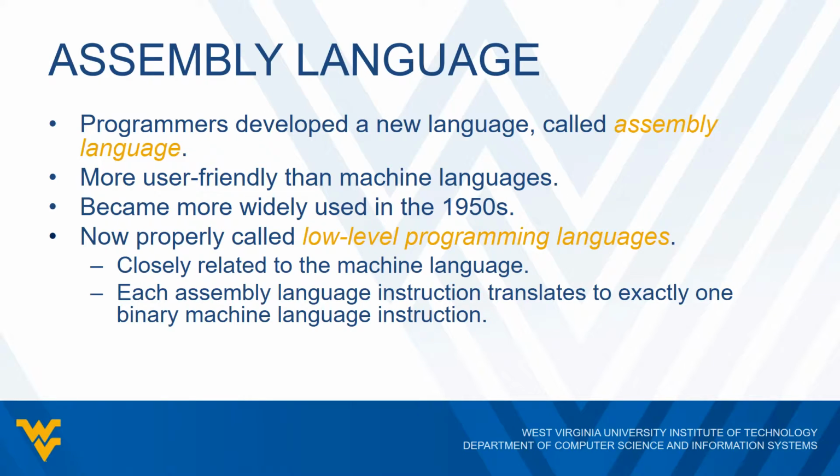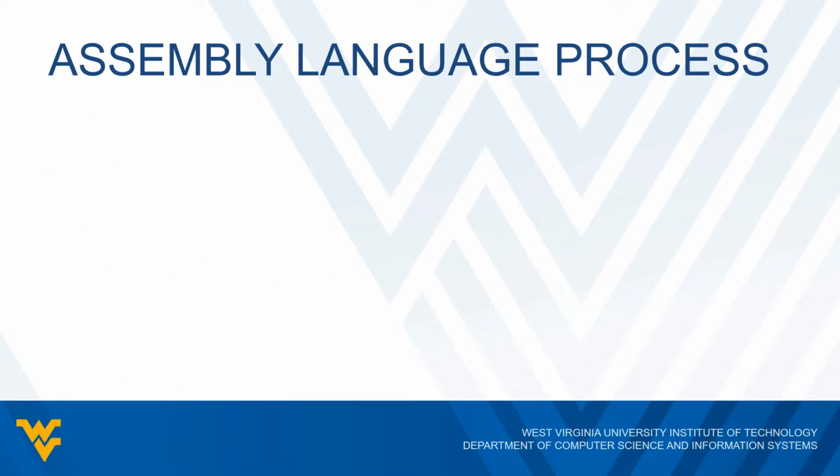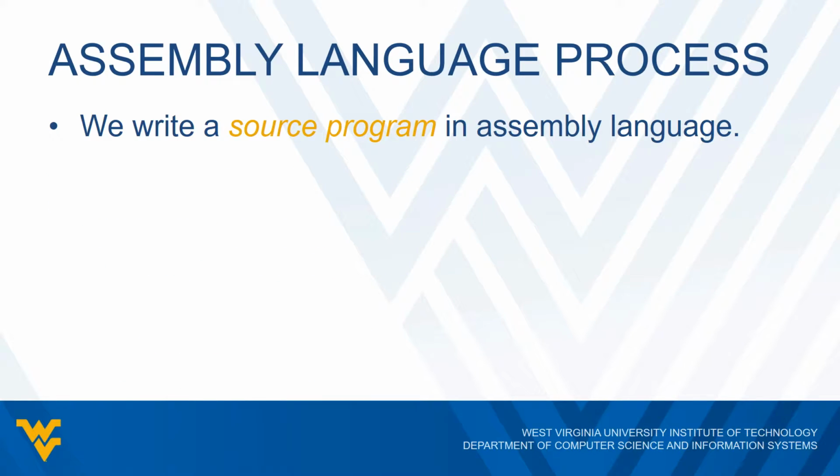Now, this contrasts with some of the languages that we use today, which are called high-level programming languages. These are more user-oriented, they're not machine-specific, and they use both natural languages and mathematical notation in their design. Some of these examples include C++, Java, and Python, and we will be talking about high-level languages much later on in the course. A program that's written in assembly language is called the source program.